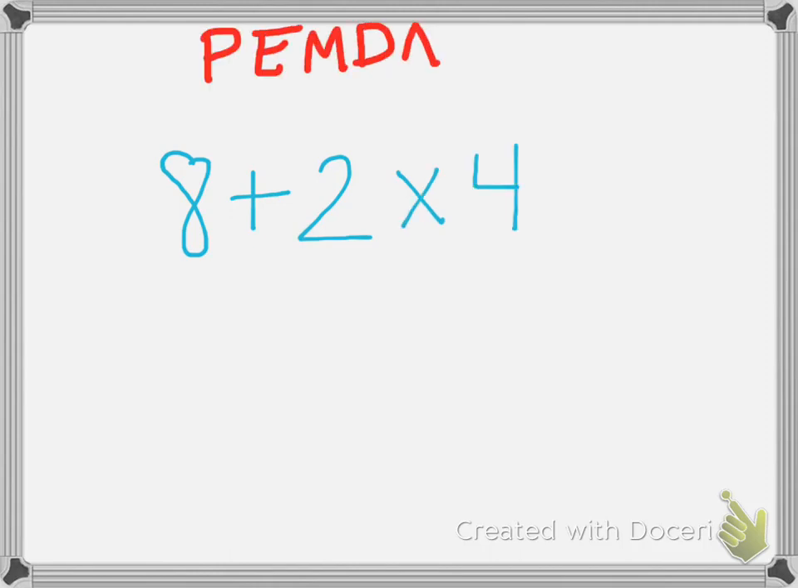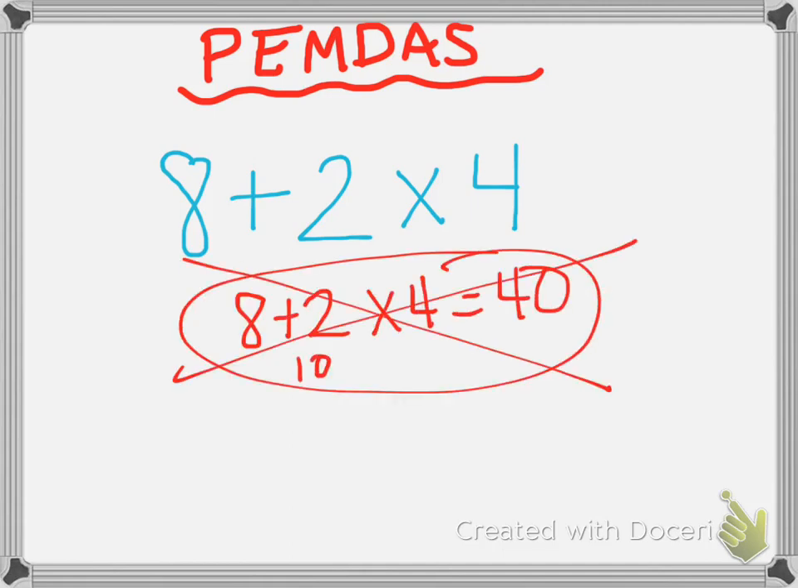Here's another sample problem. We want to start with parentheses, which we don't have. If you don't follow the order of operations, then you might think that you just need to go from left to right completely, and then you would end up with 8 plus 2, which is 10, times 4, which is 40, but that answer is not the correct answer.